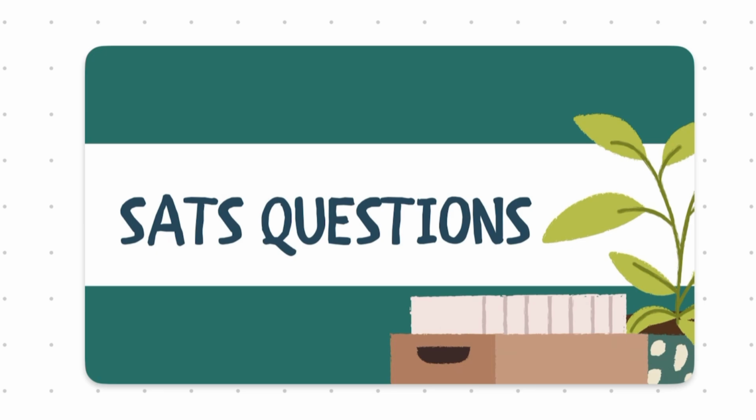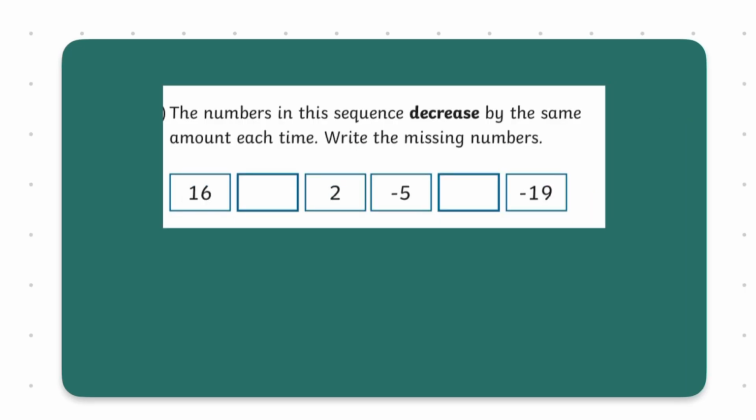Let's practice some SATs questions. So here is our first question. The numbers in the sequence decrease by the same amount each time. Write the missing numbers. So before we start, have a look and see if you can work out what the difference is between each one. And there are only 2 numbers that will actually help us to work out what that would be.